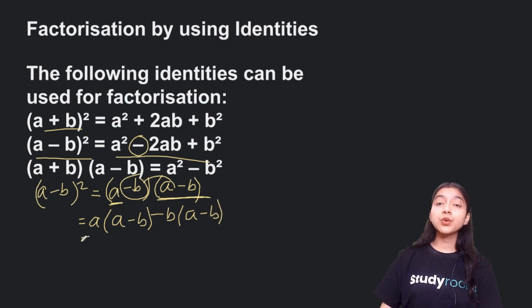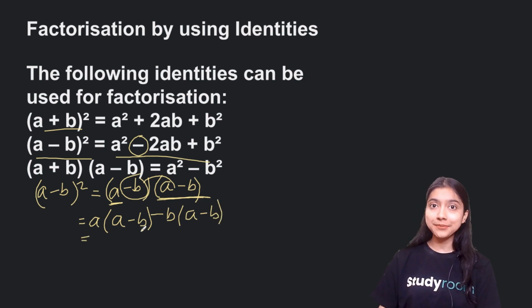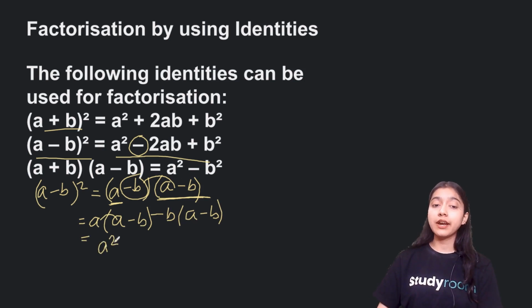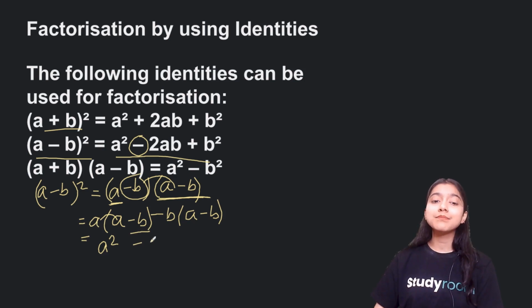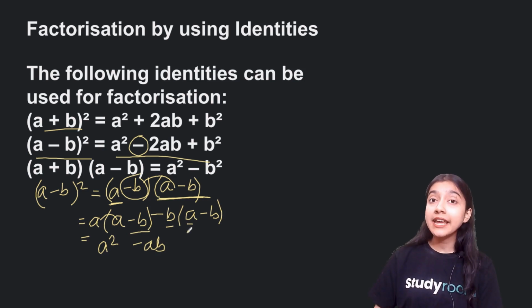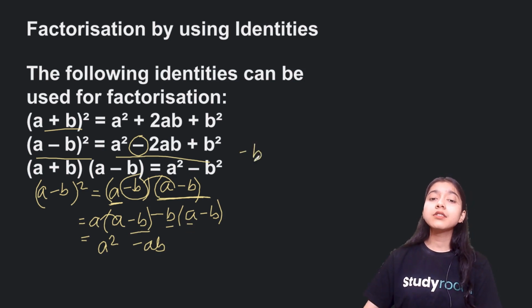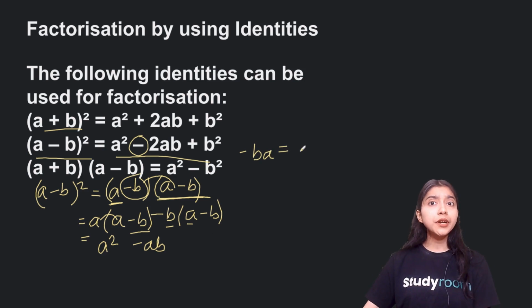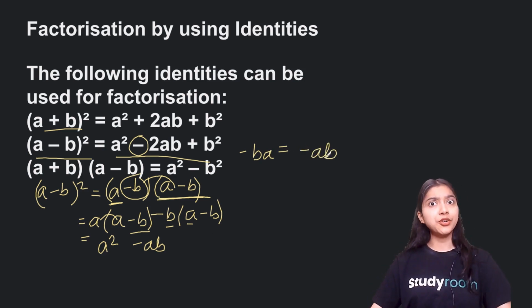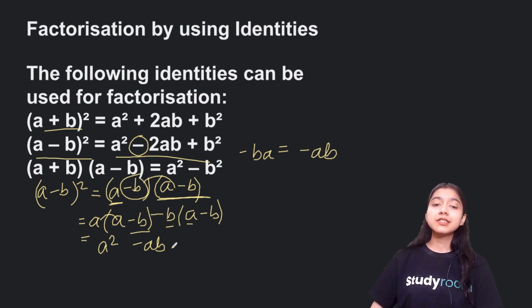Now what we have to do is open the brackets by multiplying the terms. So A gets multiplied with A, giving us A square. A gets multiplied with minus B, giving us minus of AB. Now we have minus B multiplied with A, that gives us minus of BA. Now minus of BA can also be written as minus of AB, because 2 multiplied with 3 can be written as 3 multiplied with 2. So in a similar way, we'll be writing it as minus of AB.